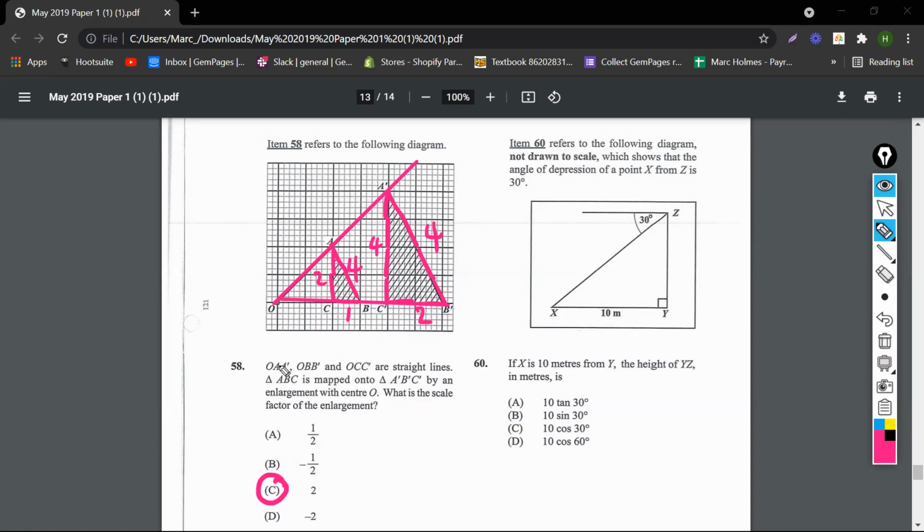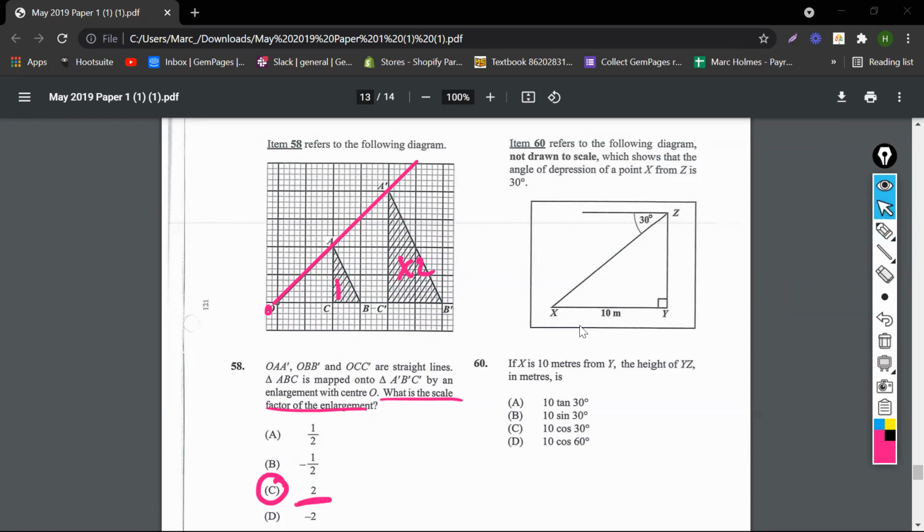It says here A, O, A, and the straight lines are mapped onto the first triangle and the second triangle with an enlargement to the center O. What's the scale factor of the enlargement? The first triangle, guys, is a half of the other, meaning this is 2 times this one. Cool. So 2 is the answer.